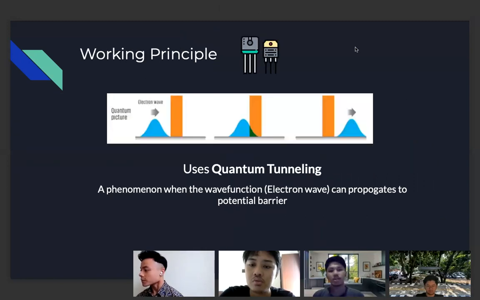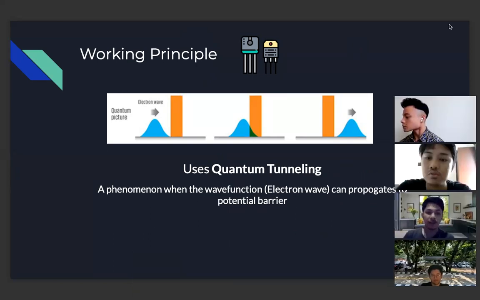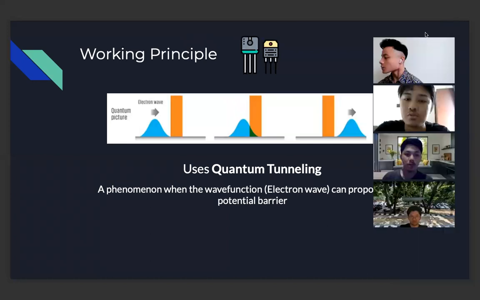So the next one is the working principle. Before that, let me introduce myself. My name is Arik Mahira. So for the working principle of the TFET, it uses quantum tunneling. So what is quantum tunneling? Quantum tunneling is a phenomenon in quantum mechanics where the wave function, or in this case, the electron wave, can propagate through a potential barrier. Next.